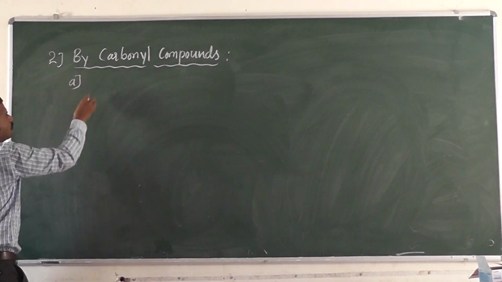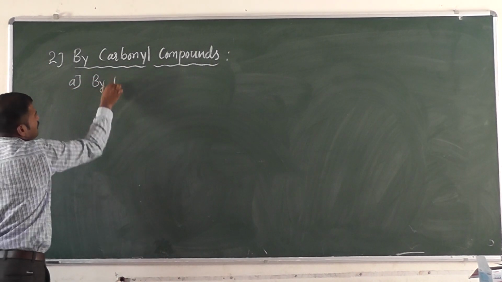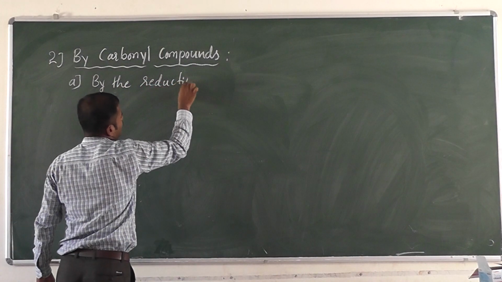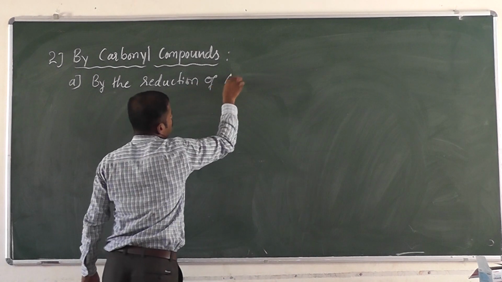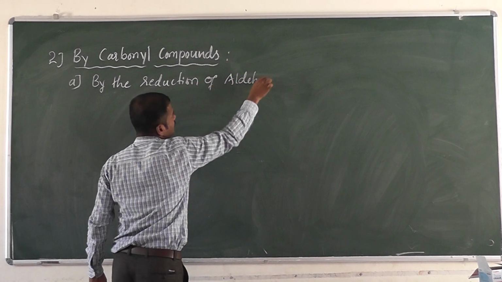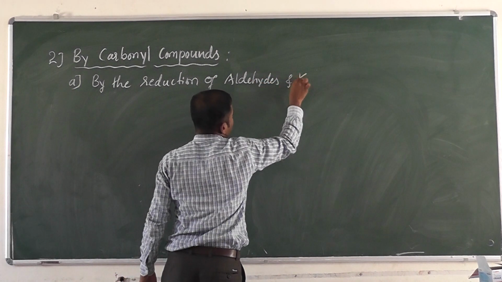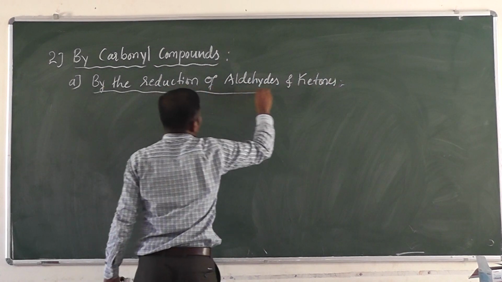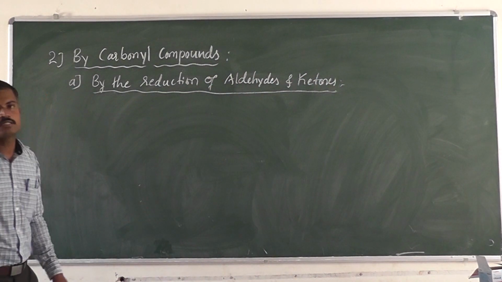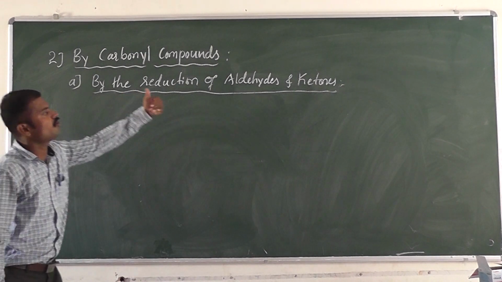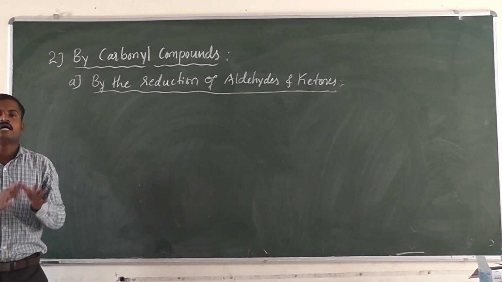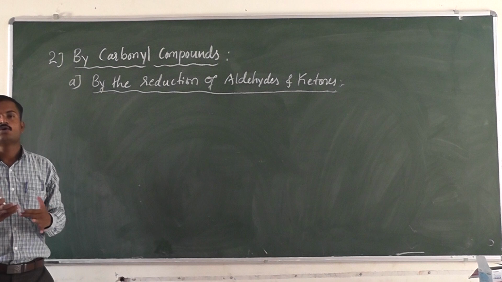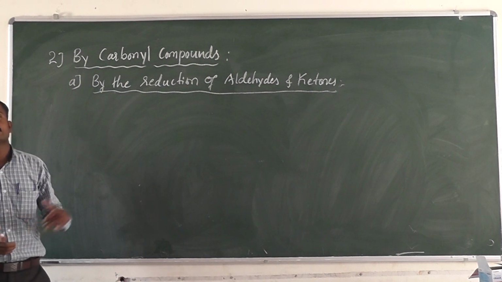First, I am using reduction: the reduction of aldehydes and ketones. Let us see how to prepare alcohols by the reduction of aldehydes and ketones. That means aldehydes and ketones undergo reduction, forming the product called alcohol.